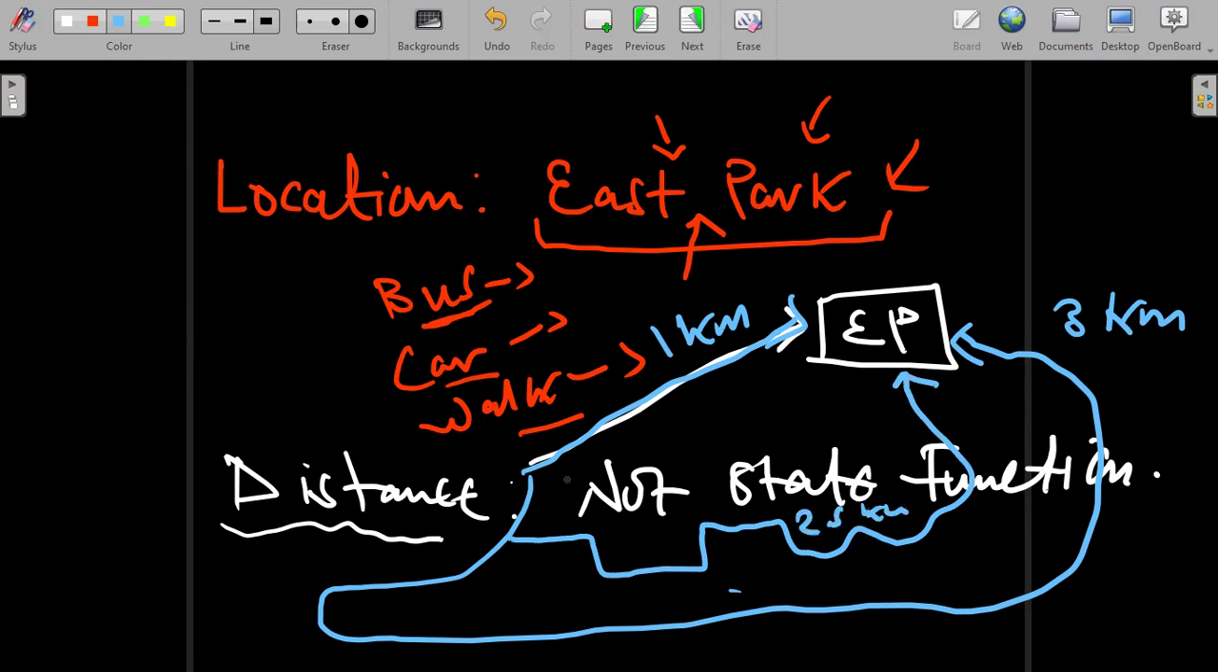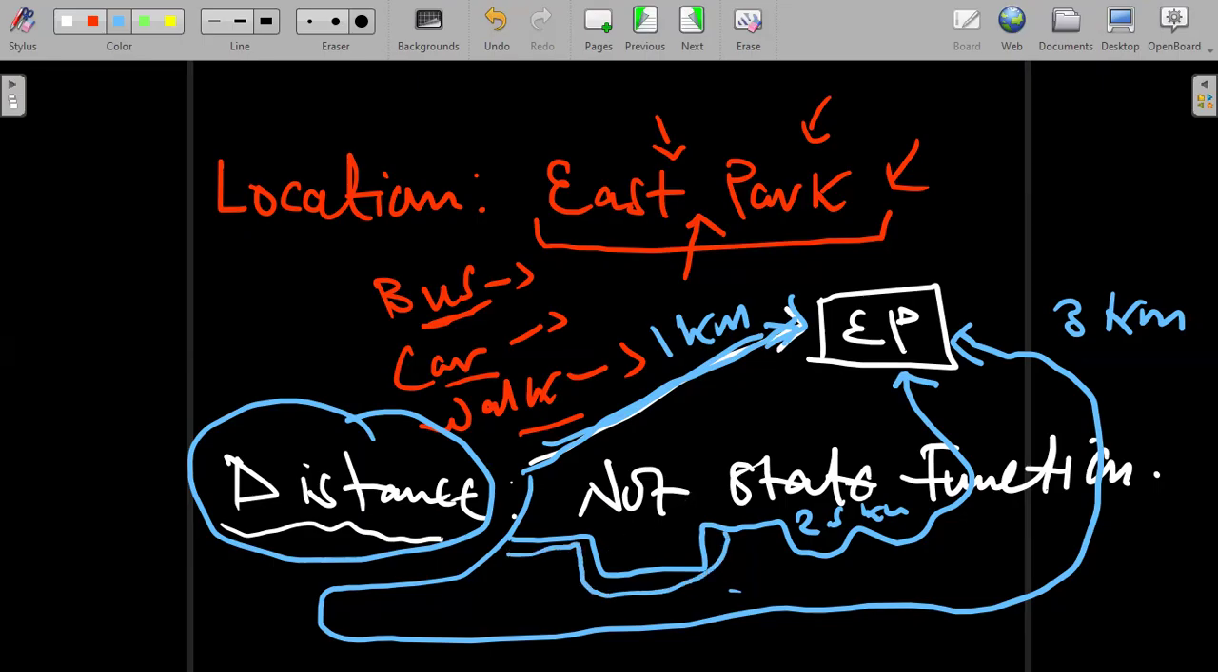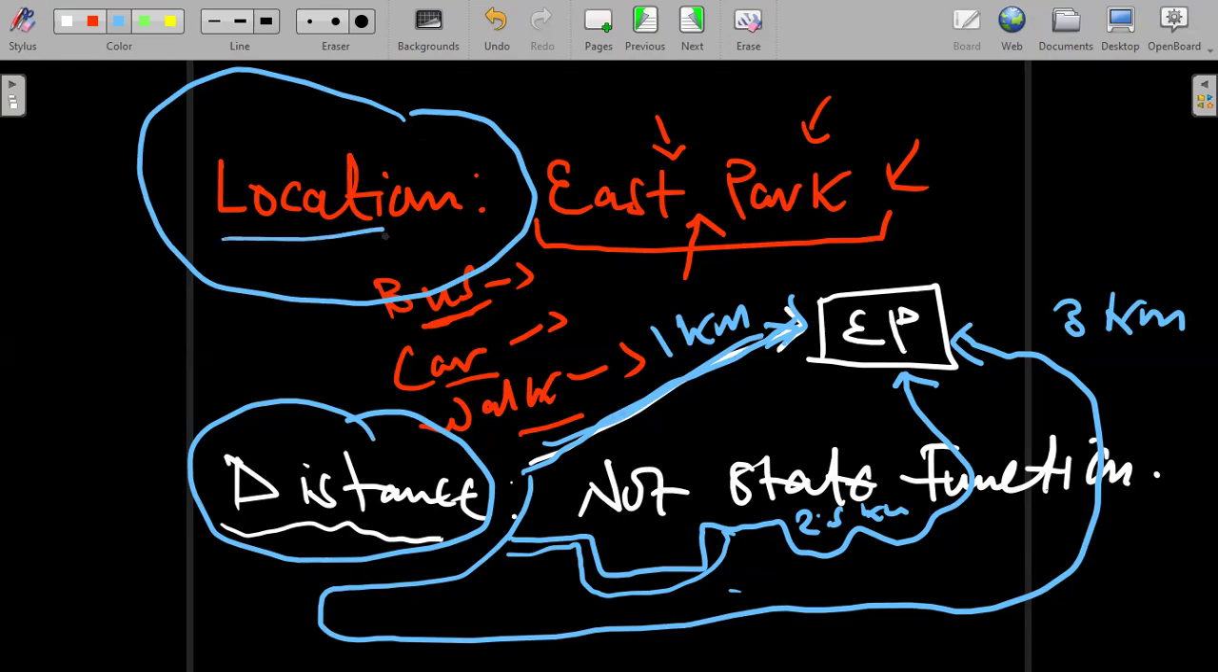So you see that the distance that you're going to travel from your current location to this East Park would depend on the path that you're going to take. If you take the shortest possible path, you can reach East Park in 1 kilometer. If you take a longer distance, it can take 2.5 kilometers. So if something is not a state function, it means the current state will depend upon the path that you are taking. But something is a state function if it does not depend on the path. And I gave an example of this location here.